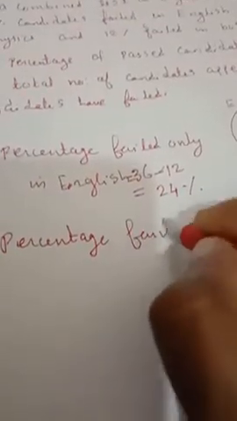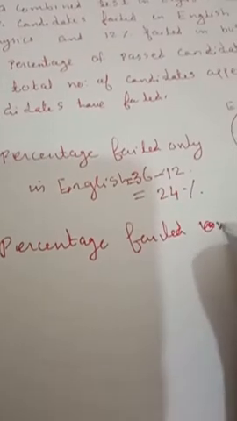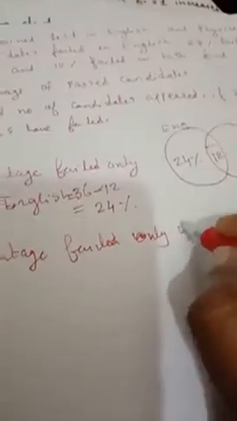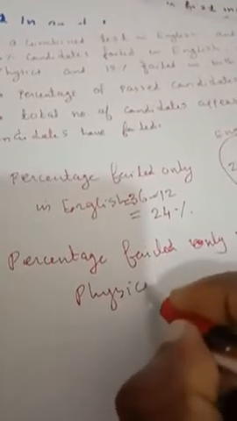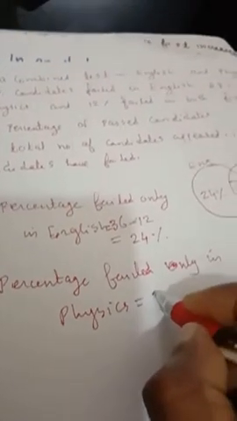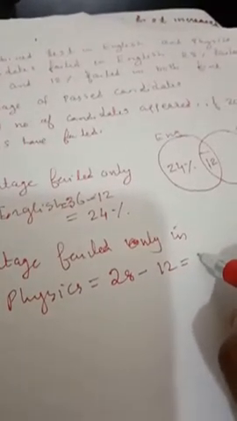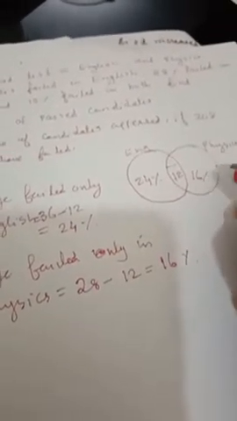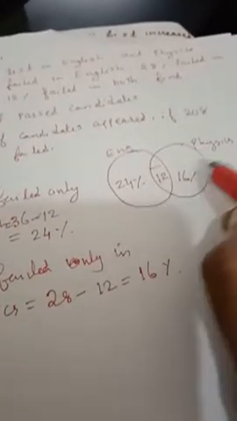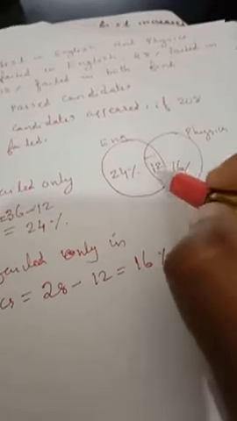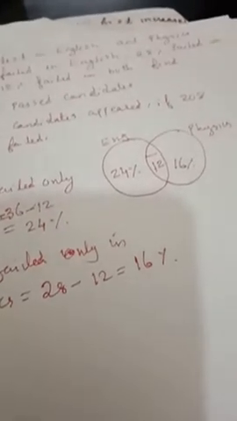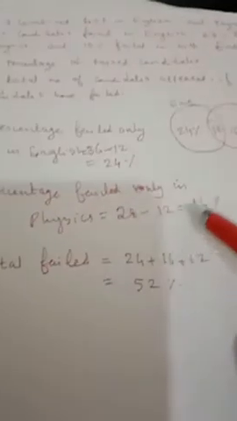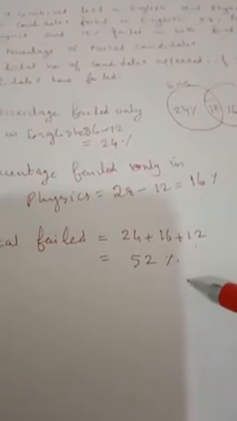Now percentage failed only in physics is equal to 28 minus 12, which is 16%. So only in English it is 24%, only in physics is 16%, and both is 12%. Total failed is equal to 24% plus 12% plus 16%, which equals 52%.